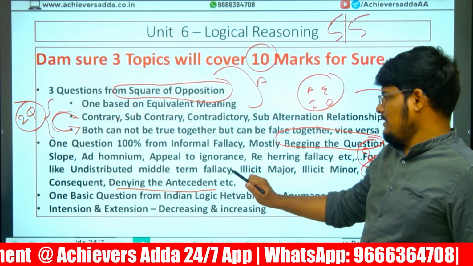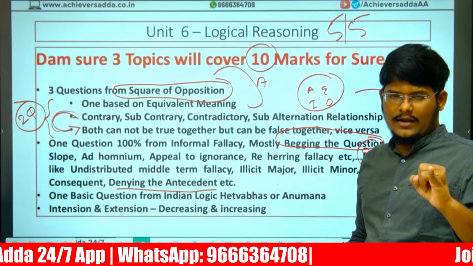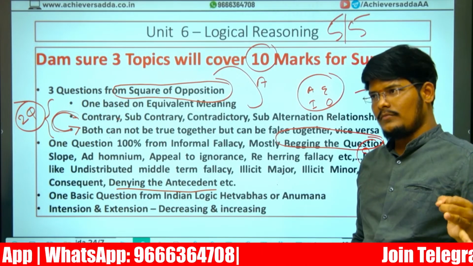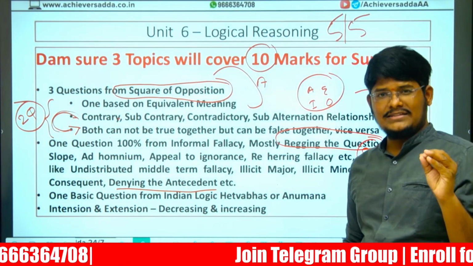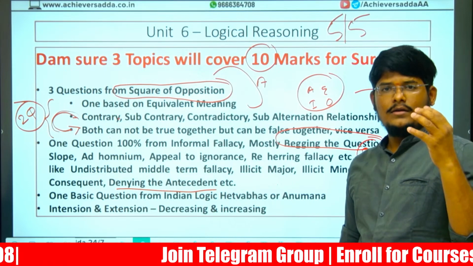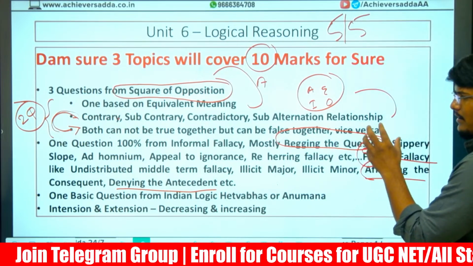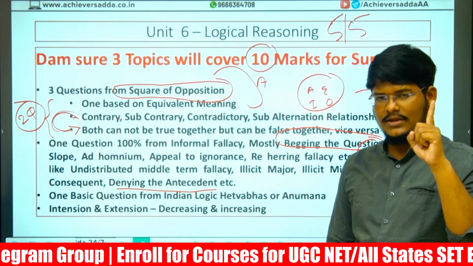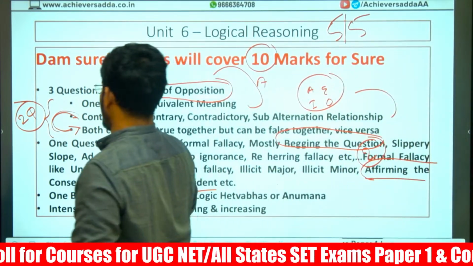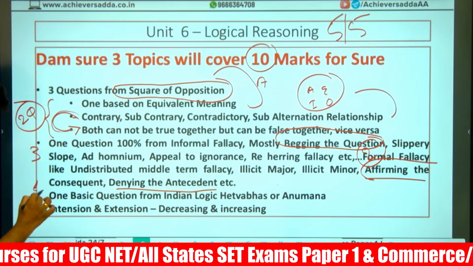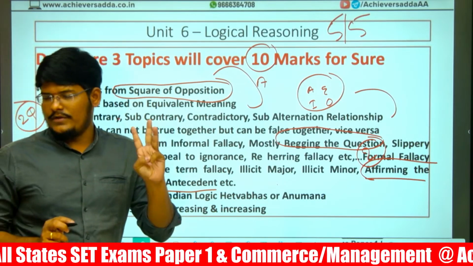And here, one basic question from Indian logic, Hetvabhas. That is, Anumana related or else Upamana related. Types of Anumana, types of Upamana. In Anumana, what are the types? Badhita and Savyabhichara. Hetvabhas are there now. Viruddha, Badhita, all those, any one Hetvabhas can be expected. Any one error, any one fallacy of Indian logic. And one more question, here 2 questions. This is the 3rd question, this is the 4th question. The 5th question can be any one of the following.